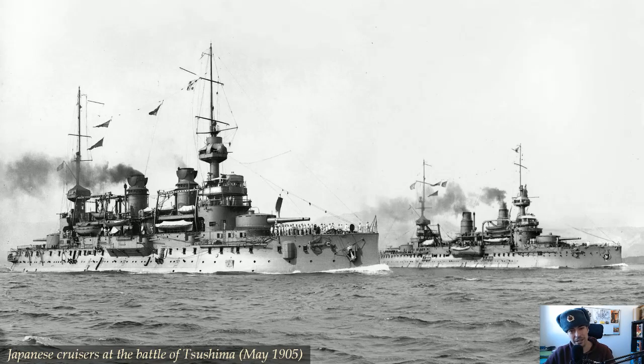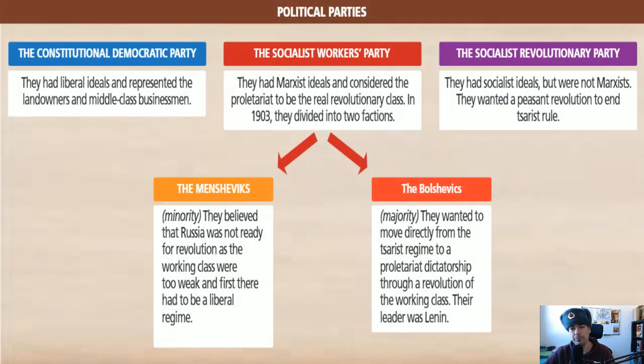These are the Japanese cruisers at the Battle of Tsushima, which was the main battle of the Russo-Japanese War. The Russian fleet was practically destroyed, and the Japanese won the war. The political parties that were created, there were several political parties.